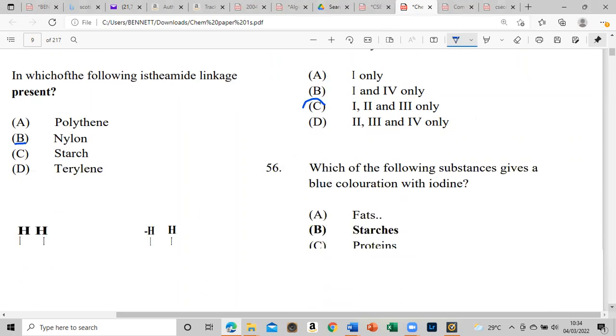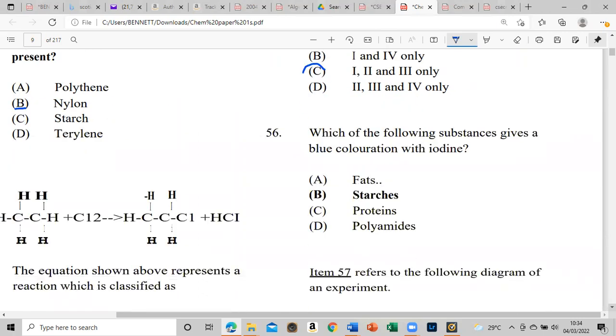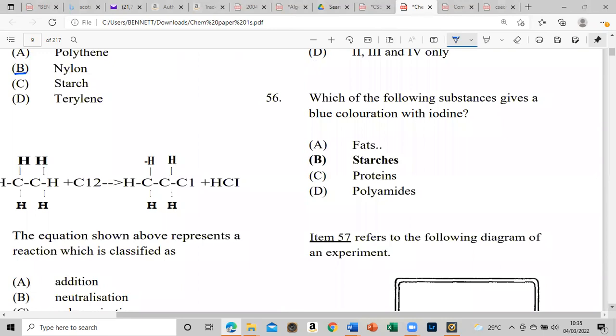Which of the following substances gives a blue coloration with iodine? Is it fat, starch, protein, polyamides? And that would be starch.